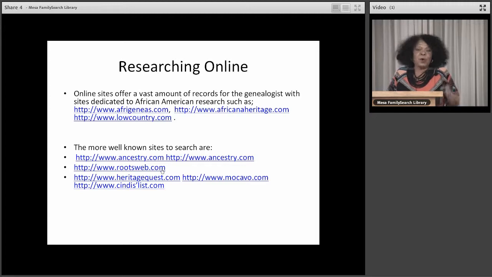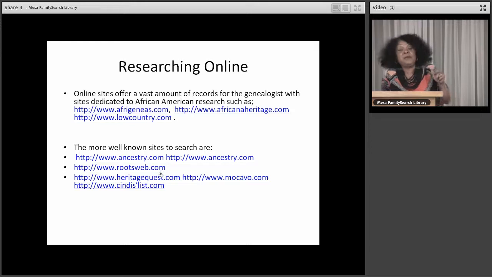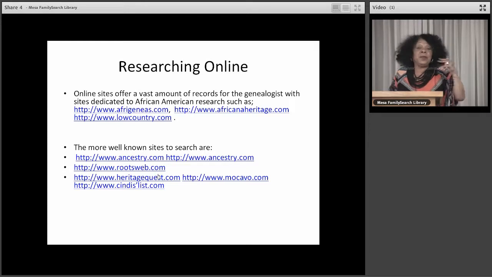They are in partnership with Ancestry, but they have broken down their records by state. They have a wonderful mailing list. They have forums, and you can exchange information through them. They also, most of the sites, if you go to them, put in African American, and records specific to African Americans will come up.